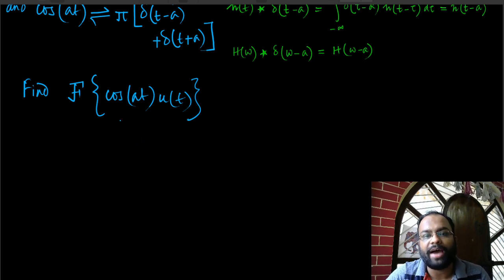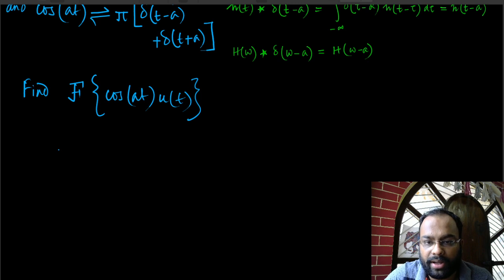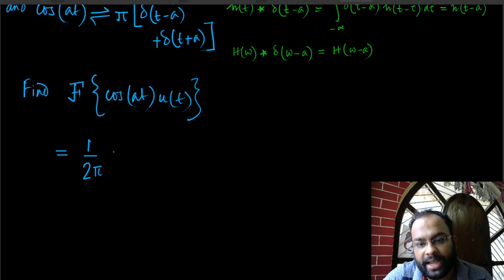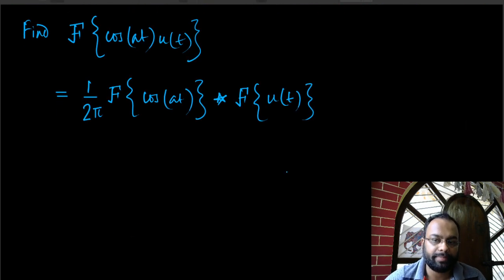So now we individually have to think that we have to apply the modulation property. What is the modulation property? It simply tells me that all I have to do is put 1 by 2 pi here, individually take the Fourier transform of cos at and the Fourier transform of ut, and convolve them. That's the modulation property, and take the convolution of them.